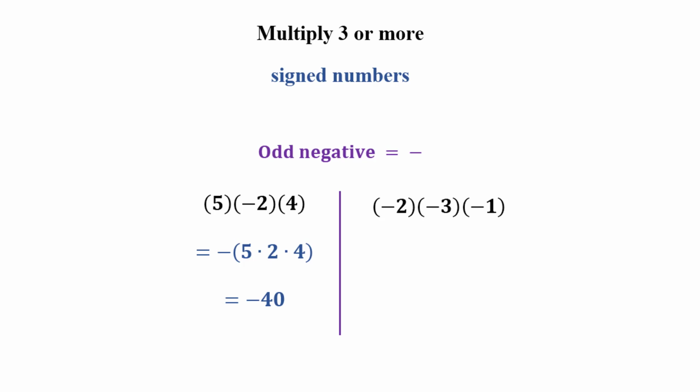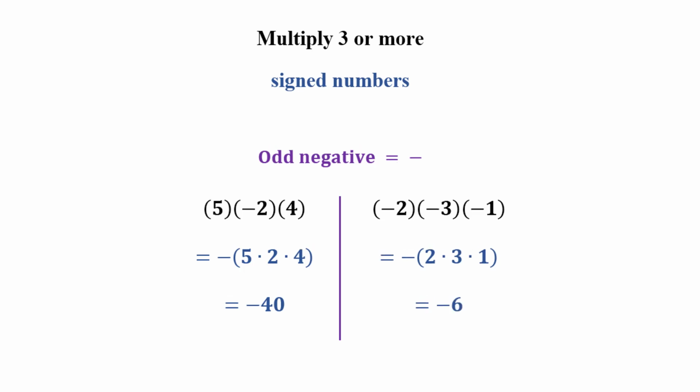Another example, find the product of negative 2 times negative 3 times negative 1. Let's count the negative signs: 1, 2, 3. There are 3 negative signs, and 3 is odd, so we write a negative sign. And multiply: 2 times 3 times 1. 2 times 3 is 6, and 6 times 1 is 6. Therefore, negative 2 times negative 3 times negative 1 is negative 6.